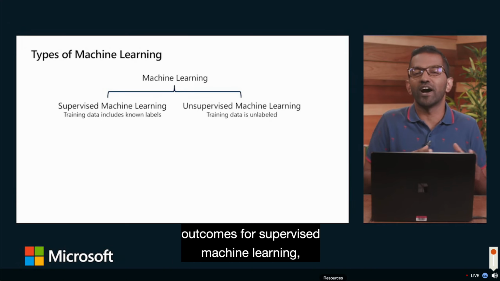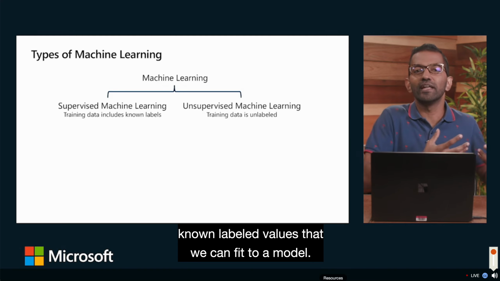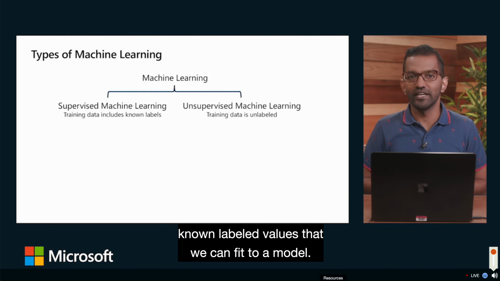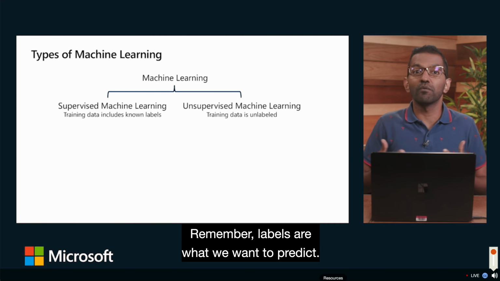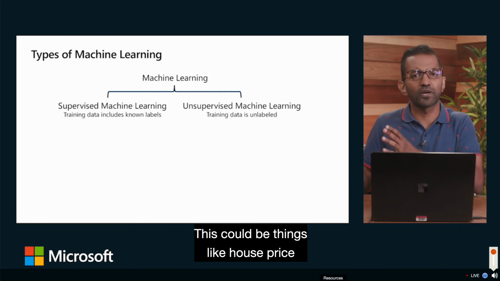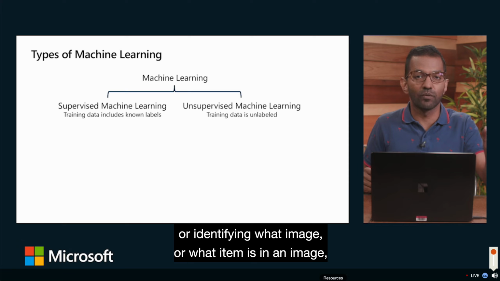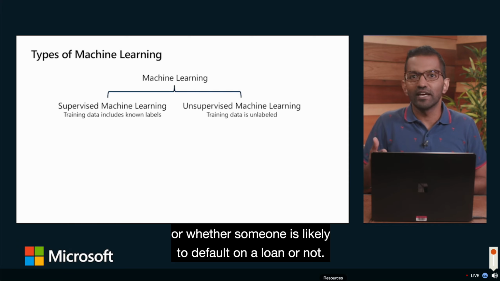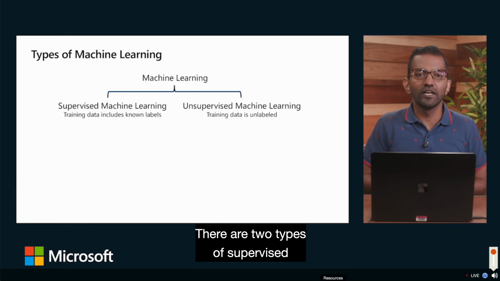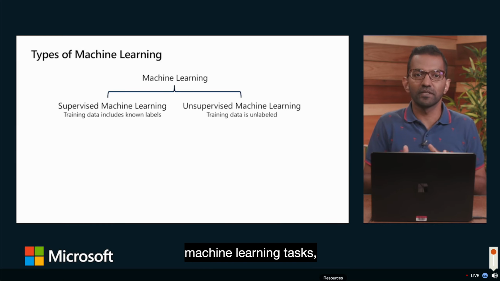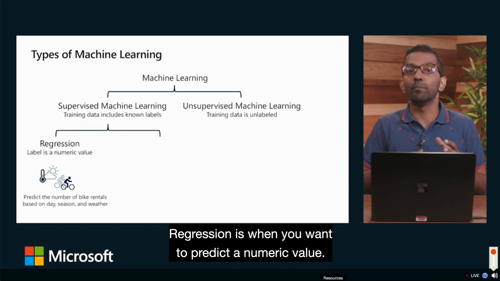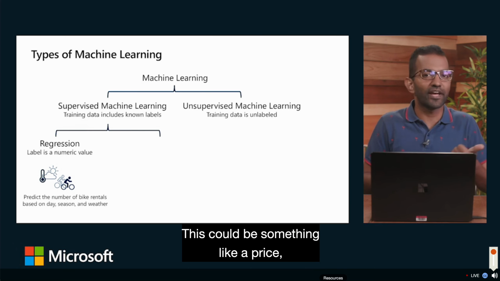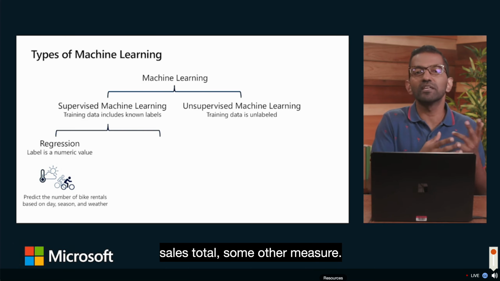To have a good accuracy of outcomes for supervised machine learning, we need quality data with known label values that we can fit to a model. This can then be applied to new data for which we don't have the label values. Remember, labels are what we want to predict. This could be things like a house price, or identifying what item is in an image, or whether someone is likely to default on a loan or not. So there are two types of supervised machine learning tasks. So first, I'm going to talk about regression. Regression is when you want to predict a numeric value. So this could be something like a price, a sales total, or some other measure.